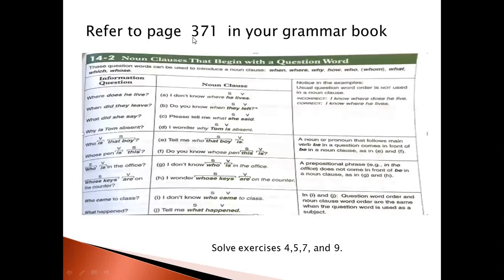Now, please refer to page 371 in your grammar book. Read all the notes written there and the examples. Then solve exercises 4, 5, 7, and 9 in your grammar book. Make sure you pause the video while you're doing that.